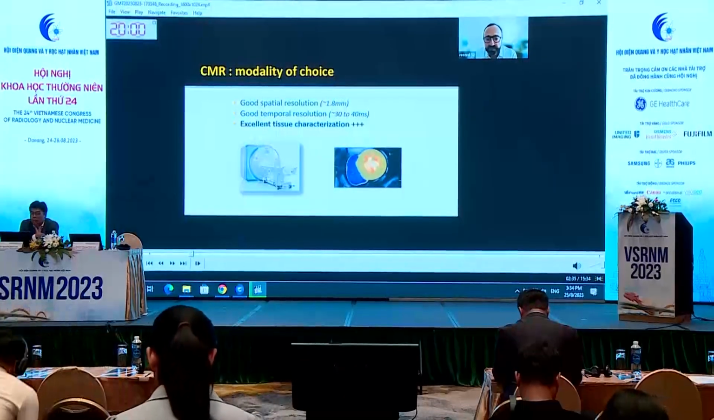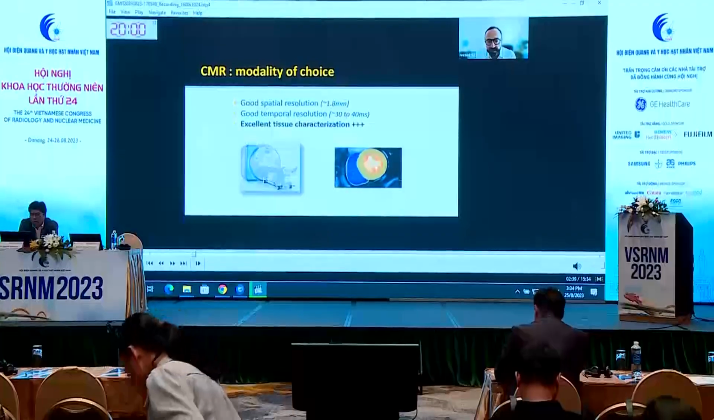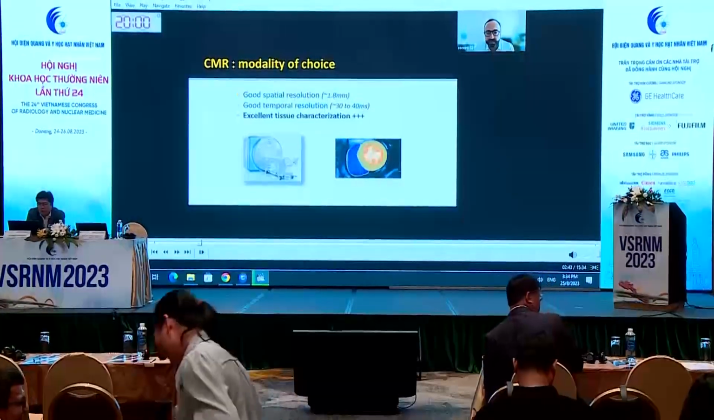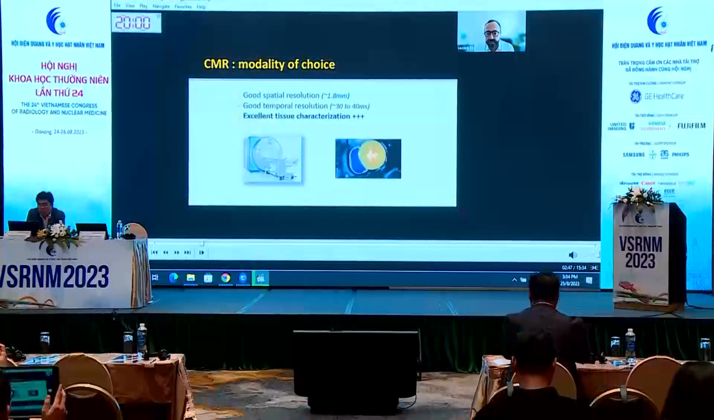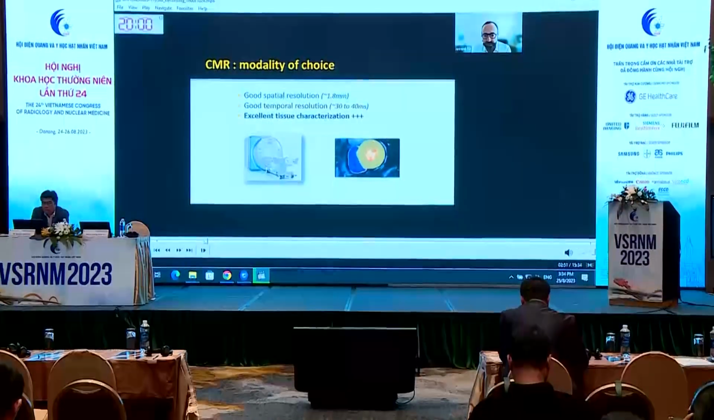For both of these scenarios, the modality of choice is cardiac MRI, thanks to its good spatial and temporal resolutions, and also because this is the only imaging modality with an excellent tissue characterization.